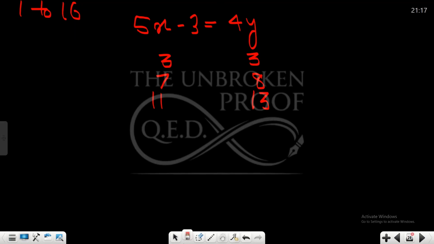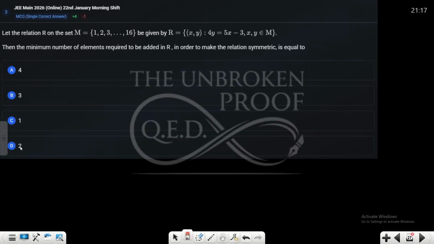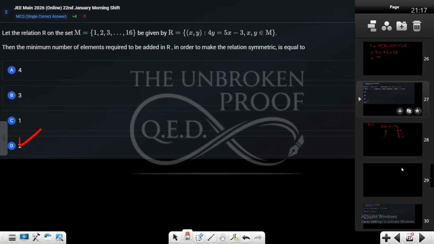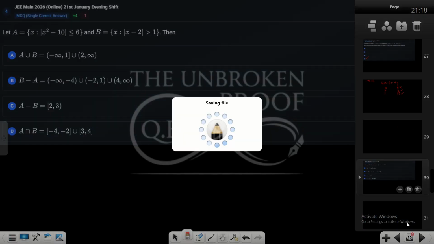And they are asking the number of elements required to make it symmetric, and symmetry is required from these two cases only, because (3, 3) is reflexive, which is automatically symmetric. So that's why the final answer is 2. Now let us move on to the 7th question. Now in the 7th question they have given two inequalities. Now let us see how we can do this.